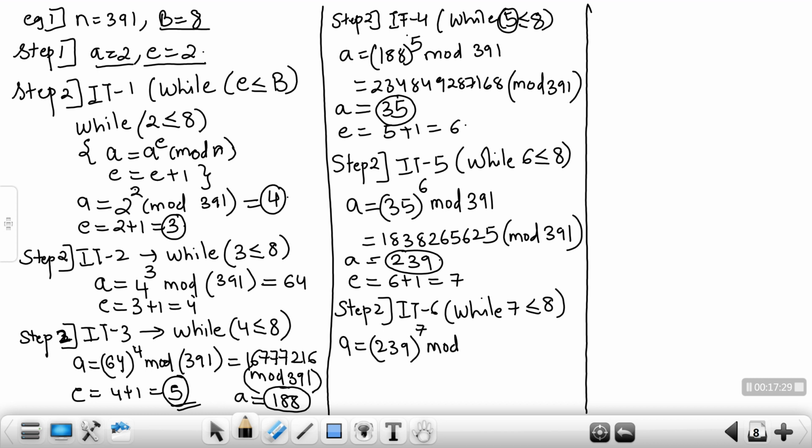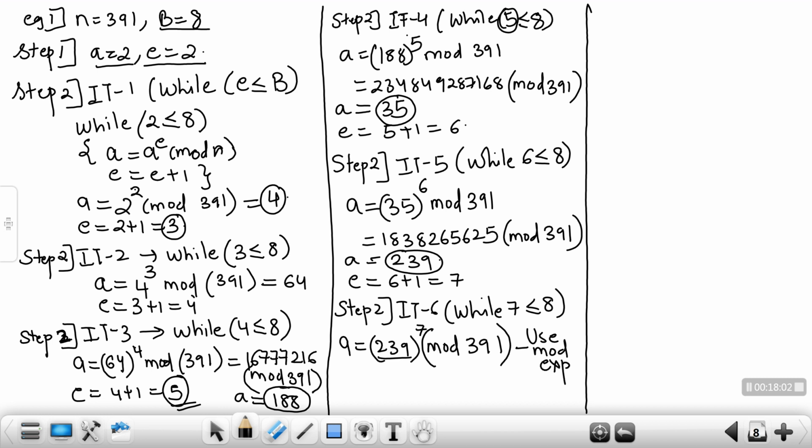So 239 raised to 7 mod of 391. Now this is a little difficult. I cannot calculate this 239 raised to 7 on the calculator. It is a very big number. Till now, whatever we have done till iteration 5, it was giving me a value, so I was easily able to take a mod of that particular value. But 239 raised to 7 won't give you output on the calculator. So what we have to do now is use modular exponentiation.